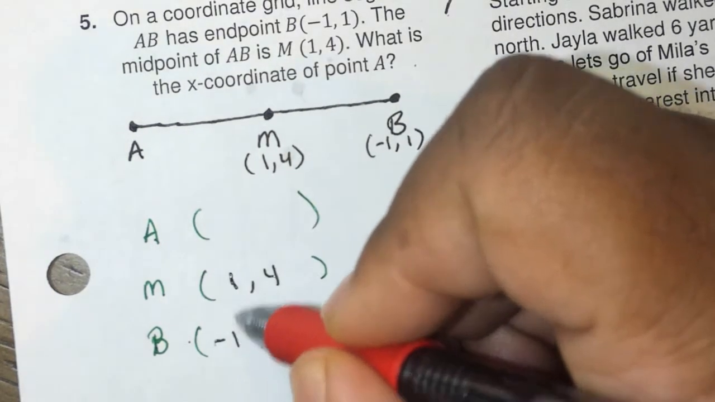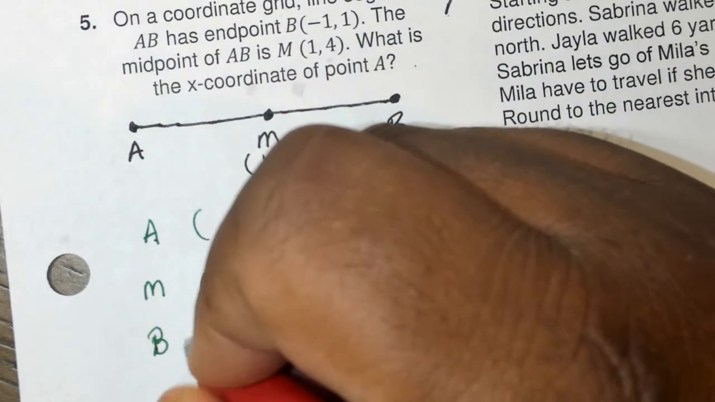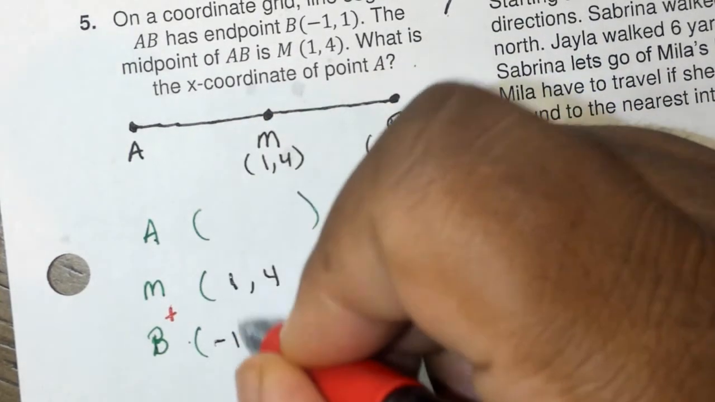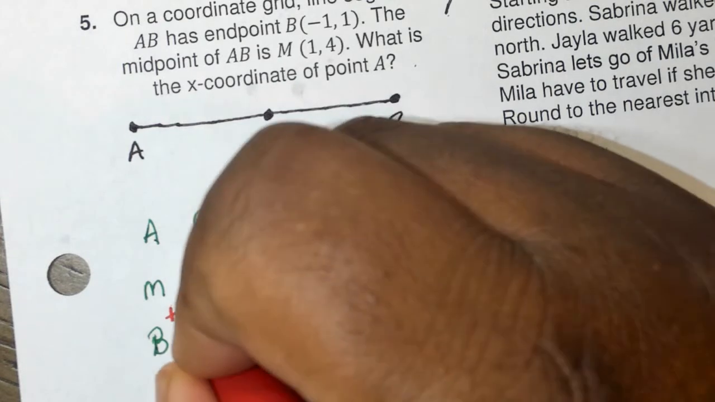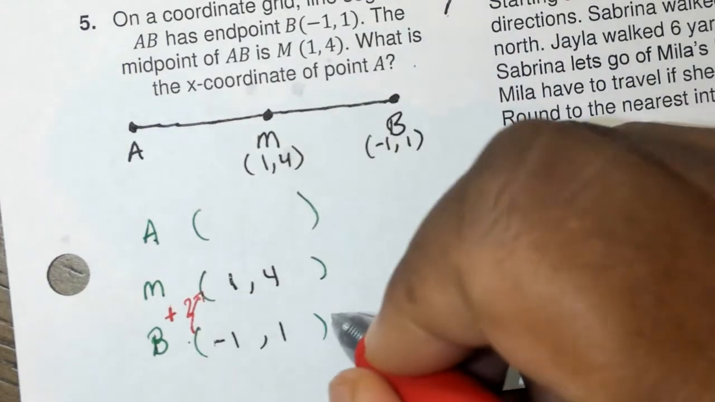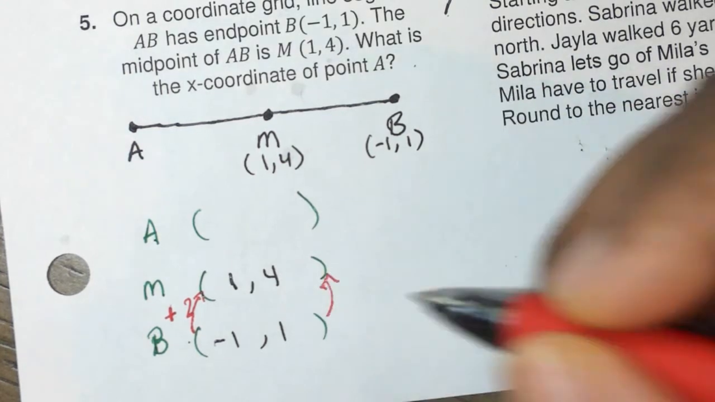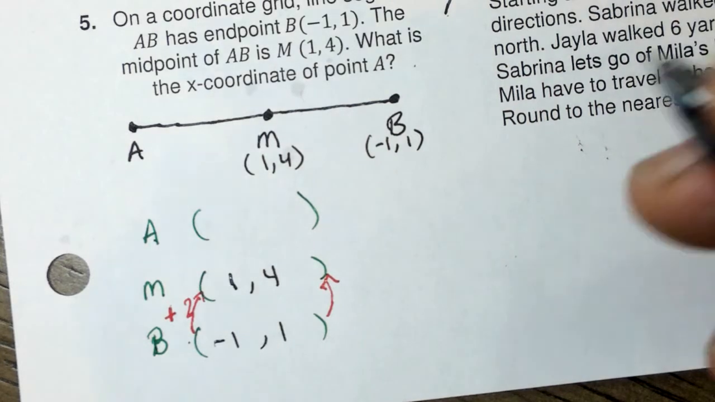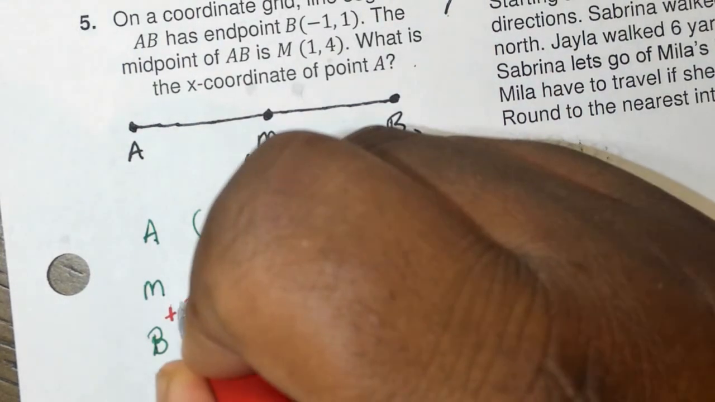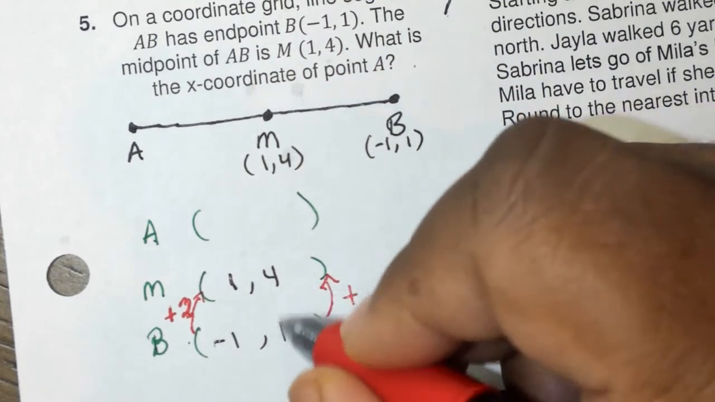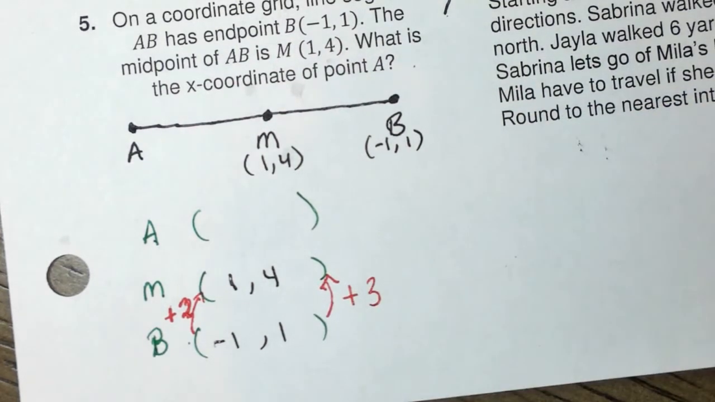Change in x was from -1 to +1. So we're in the positive direction, so that's a plus. How many spaces? From -1 to +1 is 2 spaces. So that's a change in x is plus 2. My change in y was from 1 to 4. It's a positive change as well. Went from 1 to 4. So plus, and then 1 to 4 is 3 spaces. So I got +2 on this side, +3 on this side.